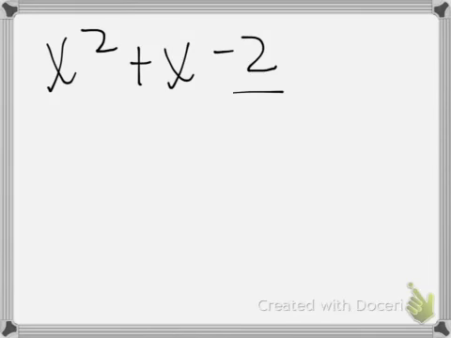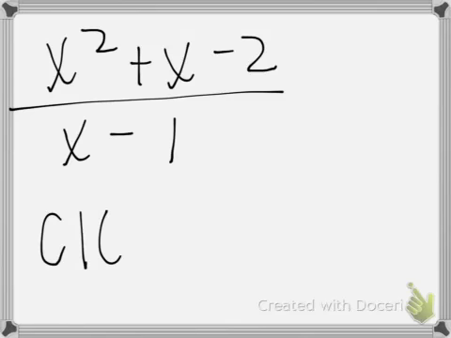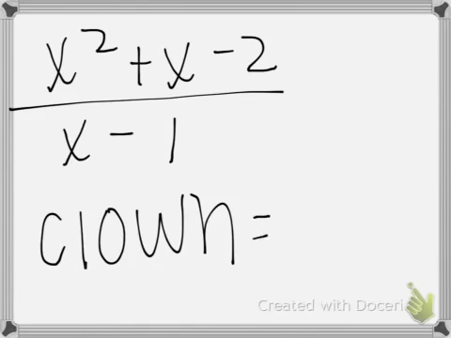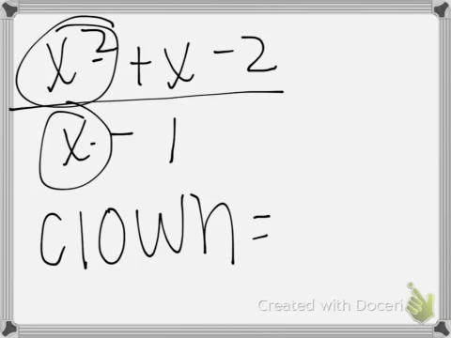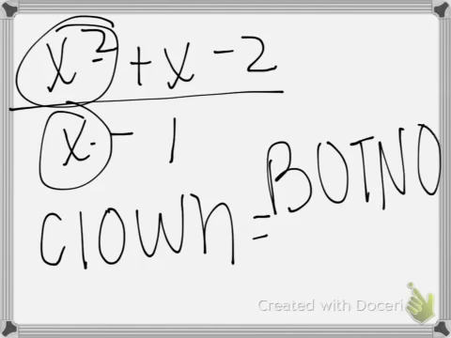So we're going to try one more problem, and it's going to be x squared plus x minus 2 over x minus 1. So first, what is the clown? Because we always have to find the clown first. Well, it's bigger on top than it is on the bottom because x squared over x to the first. So we know that is Botno. Bigger on top, no horizontal asymptote. So that was easy enough there.